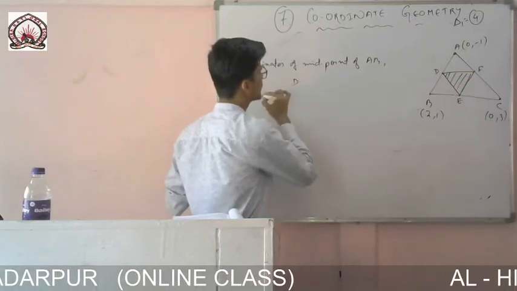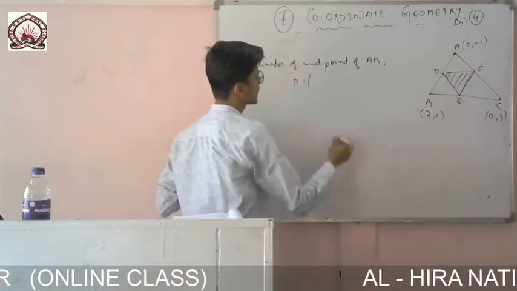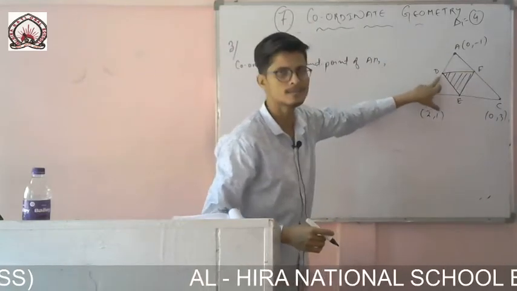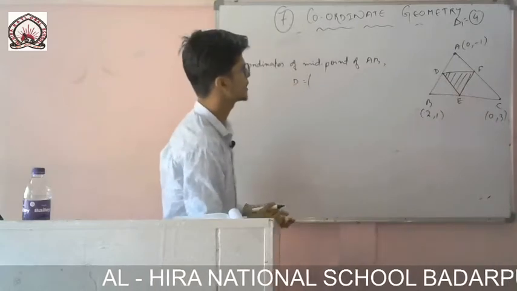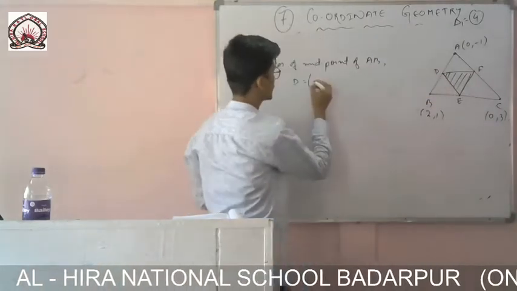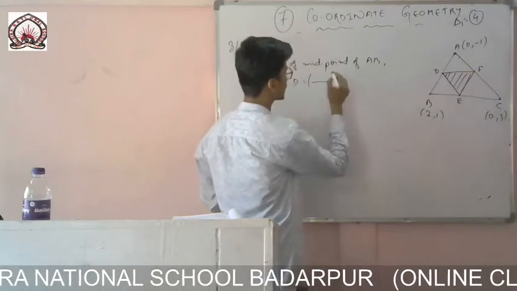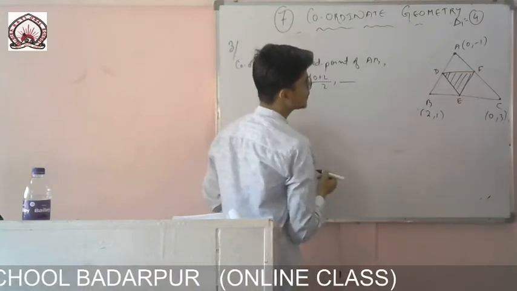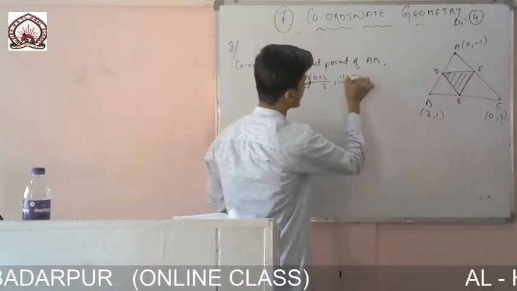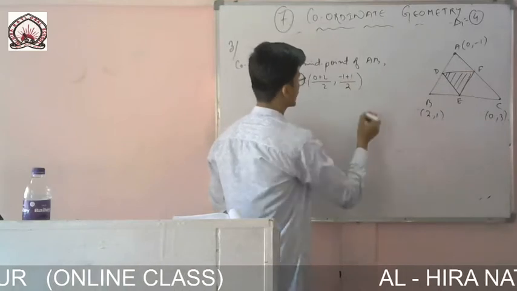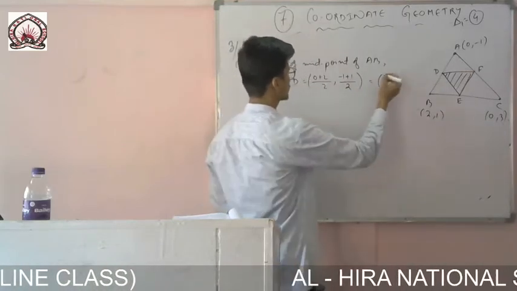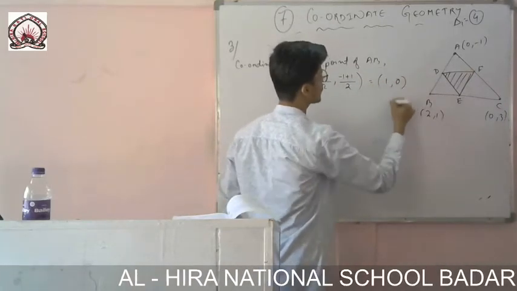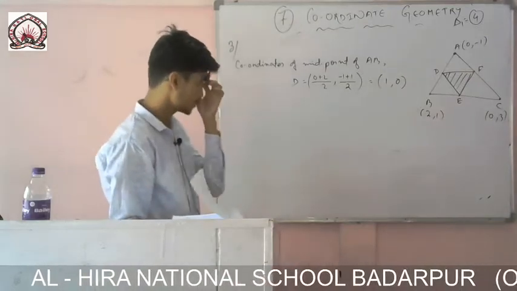So AB means D. What will be the coordinates of D? Coordinates of the midpoint of AB, it is D here. I have to add first both the x1 and x2. So it is 0 plus 2 divided by 2 comma, and for the other it will be minus 1 plus 1 divided by 2. That means 0 plus 2, 2 by 2, it will be 1, and there minus 1 plus 1 cancels, so it will be 1 comma 0.